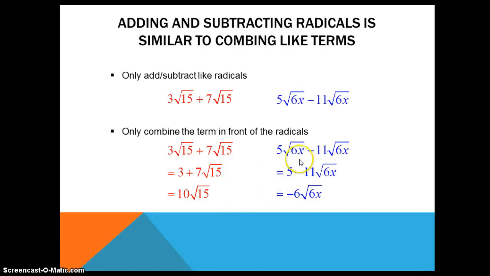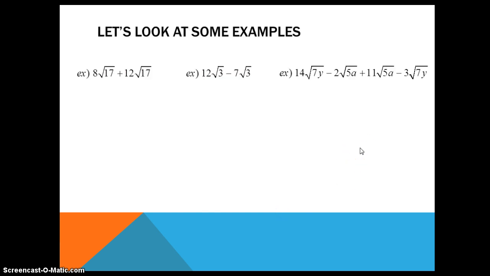Again, subtraction is the exact same thing. 5 square root 6x minus 11 square root 6x. We only combine the 5 and the 11. So 5 minus 11 is negative 6 square root 6x. The radicals stay. We combine the terms outside the radicals. So let's look at a couple examples here.